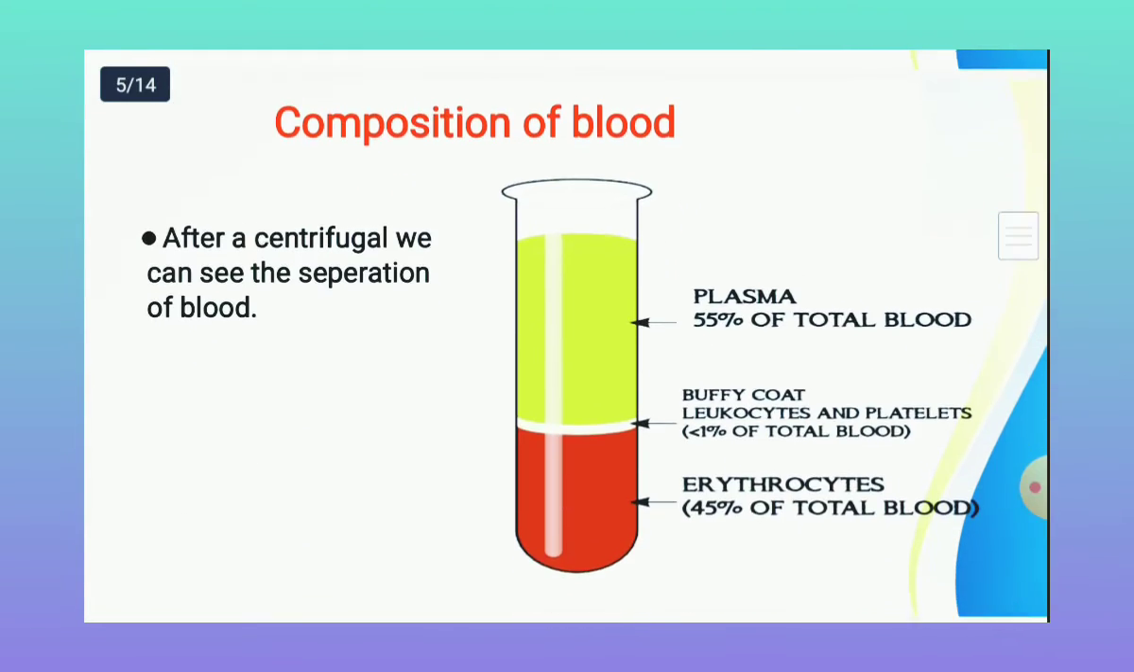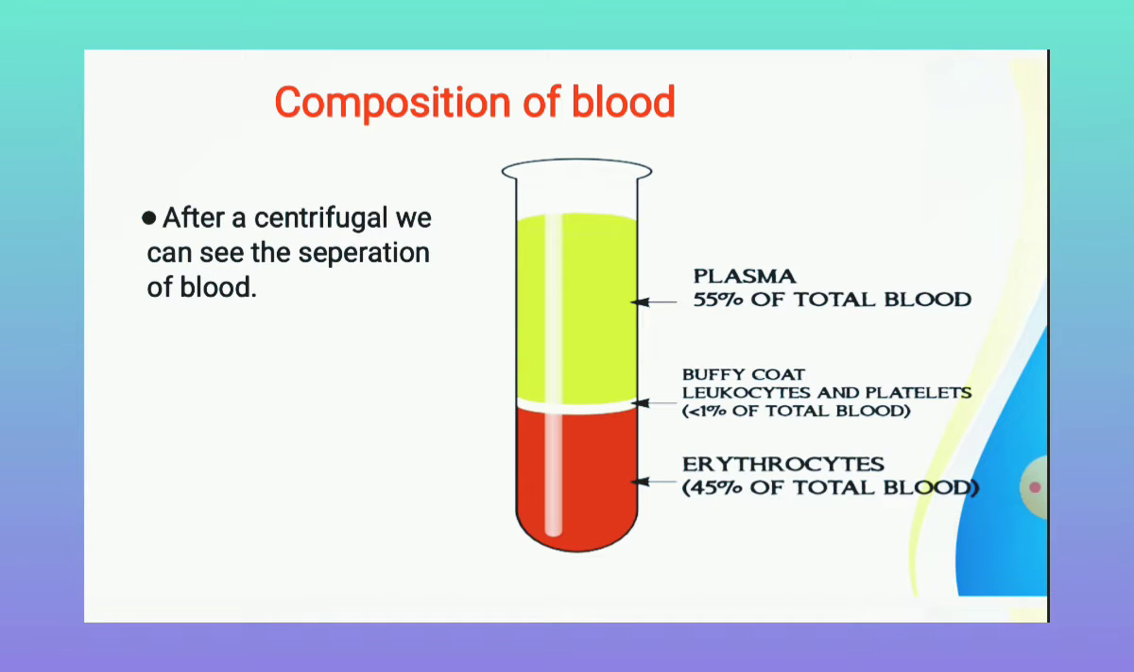Next, what are the compositions of blood? After centrifugation we can see the separation of blood: the plasma is above, the yellow colored one, and below that is the red one. Plasma is 55% of total blood, and the erythrocytes are 45% of the total blood. The layer in between the plasma and erythrocytes is called the buffy coat, with leukocytes and platelets. That is 1% of the total blood made by the leukocytes.